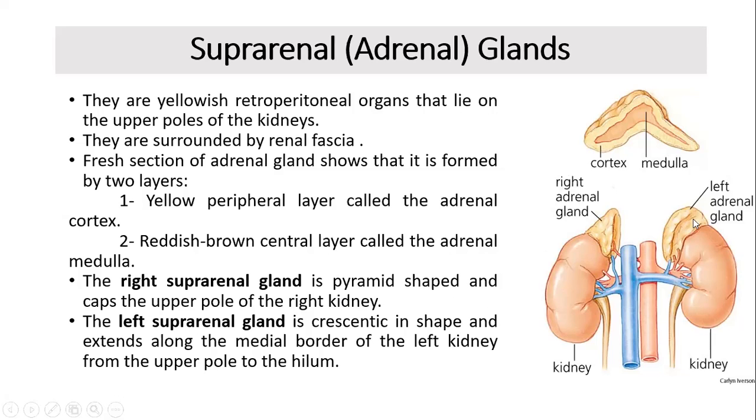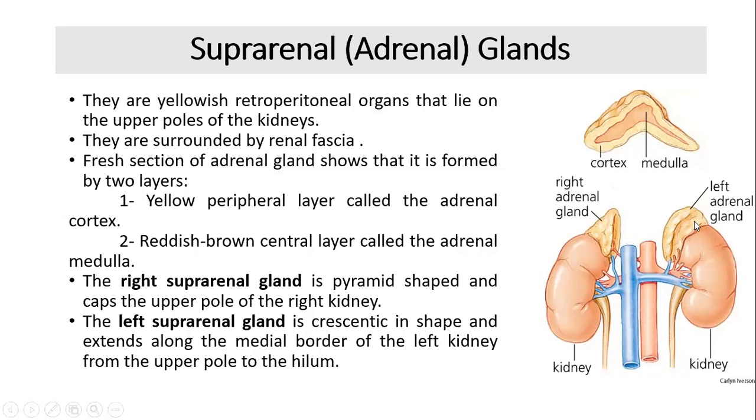If you see, there is a difference between the right and the left suprarenal gland in shape. The right suprarenal gland is pyramidal in shape, and the left one is almost crescentic in shape. Crescentic means half moon shape. It looks like a half moon. Okay, so that is called crescentic shape, and it extends along the medial border of the left kidney.